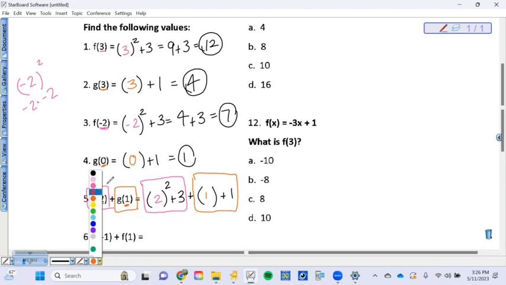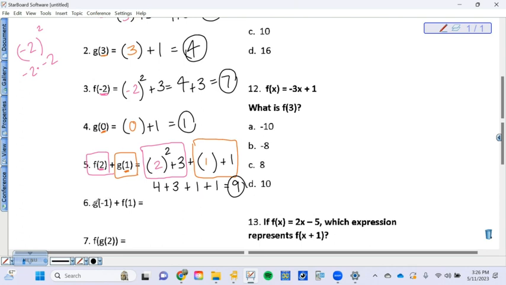What's 2 squared? 4 plus 3 plus 1 plus 1 would give me 9. 4 plus 3 is 7, plus 1 is 8, plus 1 more is 9. Good.